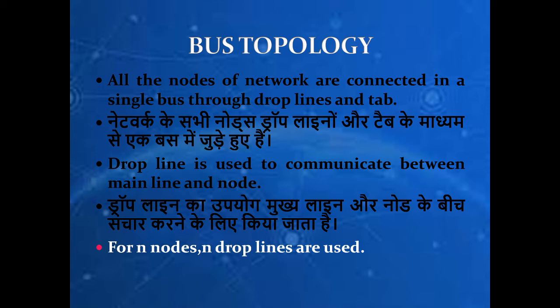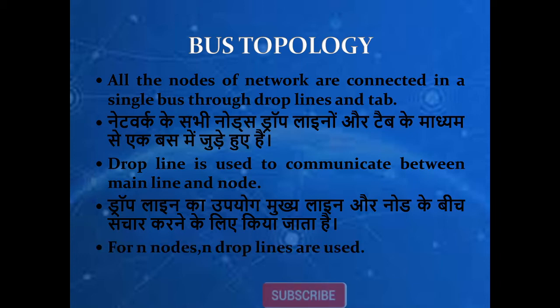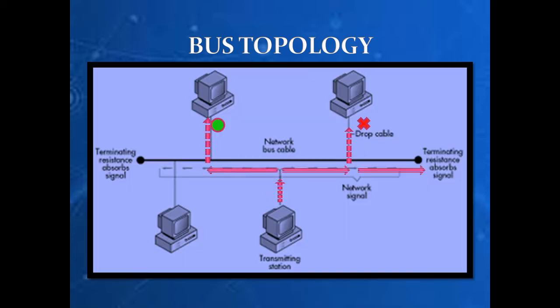Okay, so here if n number of nodes are there, then it is very obvious that we have to use n drop lines, because the main cable will remain single. The backbone will be only one. So how will the nodes be connected to the main line? The nodes will be connected to the main line with the help of drop lines. So just see the diagram here.